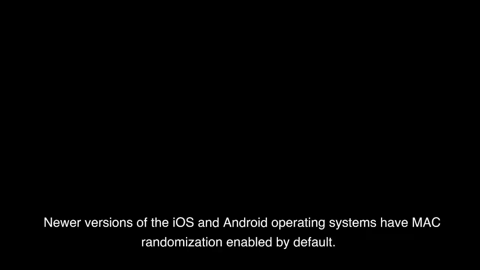Spoofing and randomizing a smartphone's MAC address, Android and iOS. Newer versions of the iOS and Android operating systems have MAC randomization enabled by default. Thanks to this feature, your MAC address changes whenever you connect to a new network. If you want to check if your smartphone has built-in MAC randomization, here's how to do it. If you've got an Android smartphone, access the Settings menu and navigate to Connections.